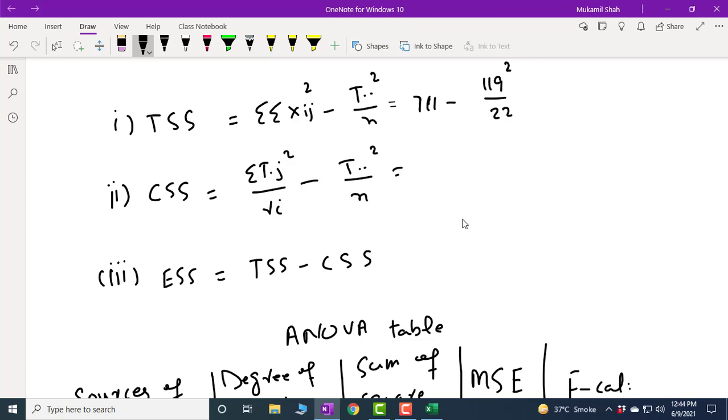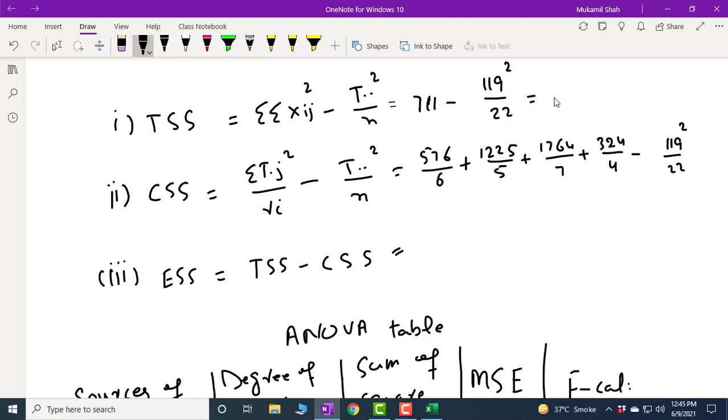Since we know that the first value is 576, and it should be divided by the number of rows, which is equal to 6, plus the second value is 1225, and the number of rows in this case is equal to 5, plus the third value is 1764, and the number of rows in this case is equal to 7, plus the last value of summation t dot j square, which is 324, and it should be divided by the number of rows in the last column, which is equal to 4, minus t double dot square, I mean 119 square, divided by n equal to 22.